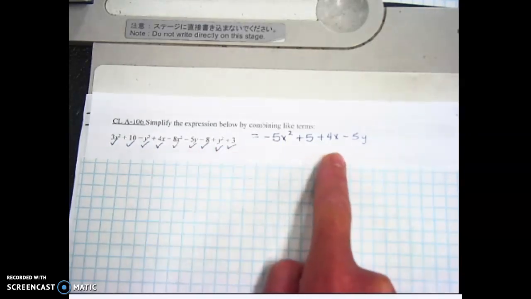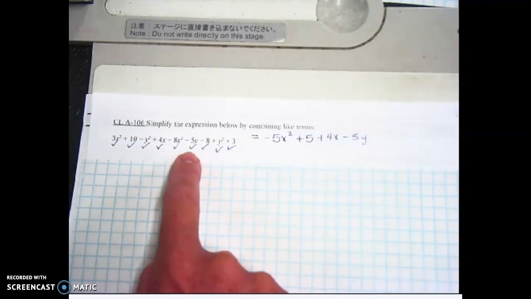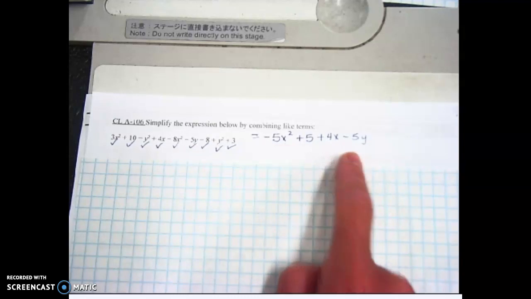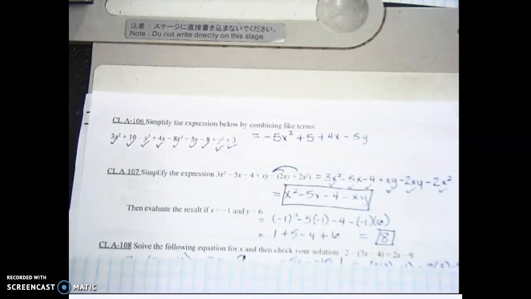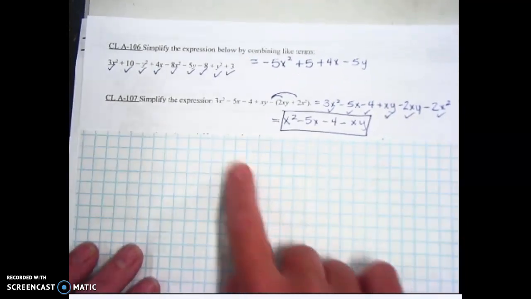4x is the only term, so I'll leave it alone. And then the last one was your y's, and there's only one of them, so leave it alone. All right, jumping down to question 107. Simplify the expression.